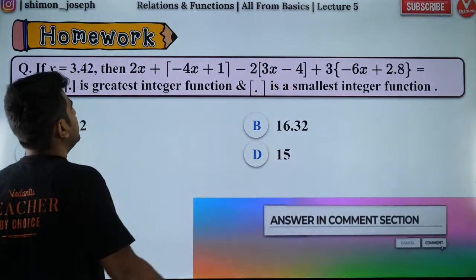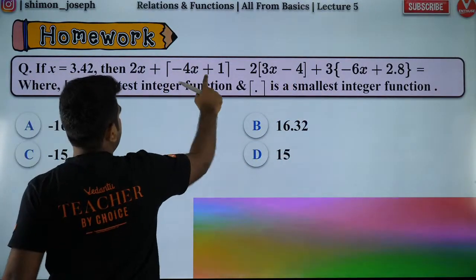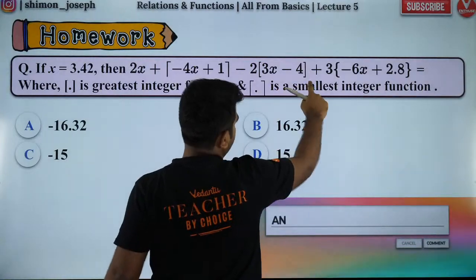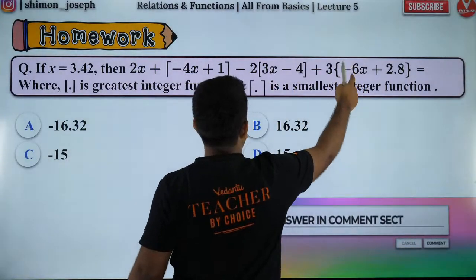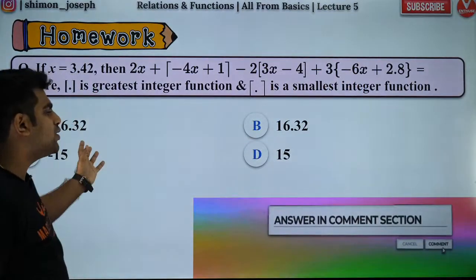So with that, people, let's look at the homework question. So guys, homework question. This is the smallest integer function. This is the greatest integer function. This is the fractional part of x. So please be careful. Try to solve it.